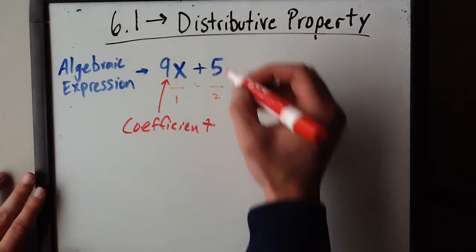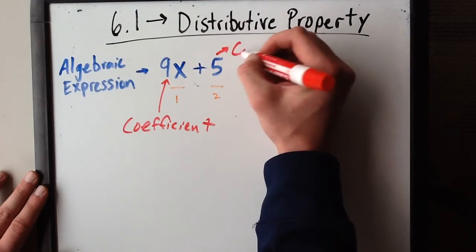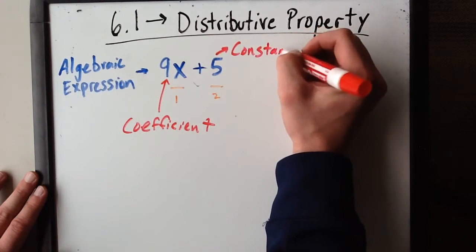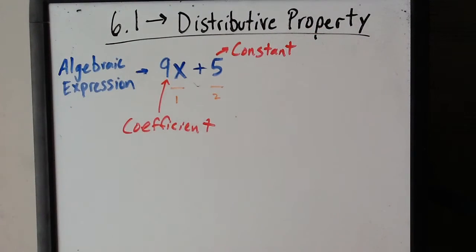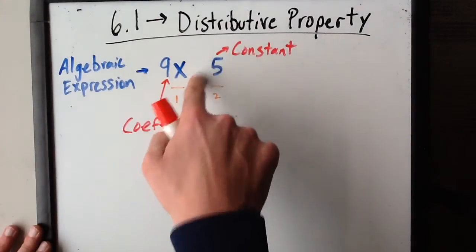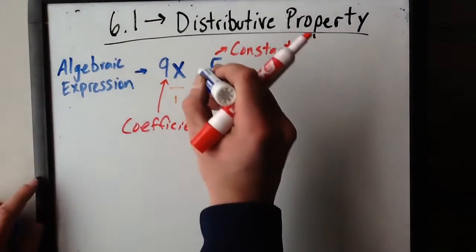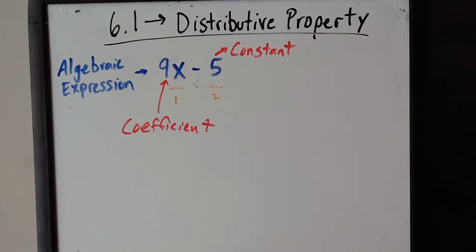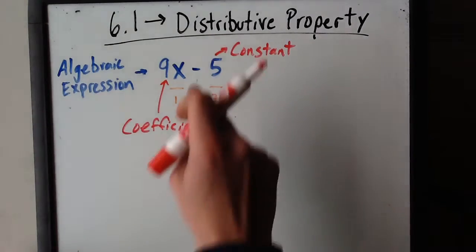5 would be what we call a constant term. A constant term is a number with no variable. So the constant here would be plus 5. If it was 9x minus 5, the constant would be negative 5. Again, the minus sign functions as a negative sign or as a minus sign.